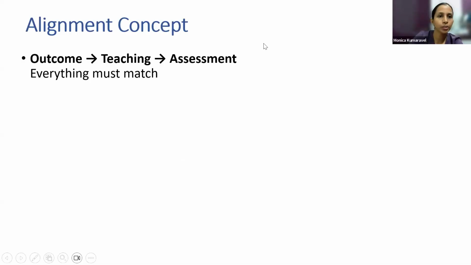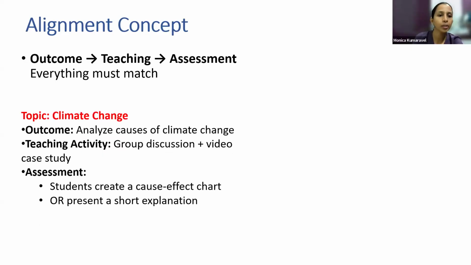Okay. Now we are going to talk about alignment concepts. This is very important. Outcomes, teaching, assessment: all these must align together. You have to think of it as a triangle. What you want your students to learn, how you are going to teach it, and how you will assess that. All these come under a triangle. For example, you can see in the example.